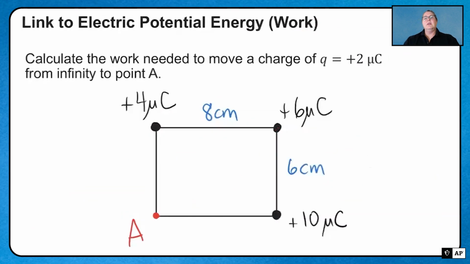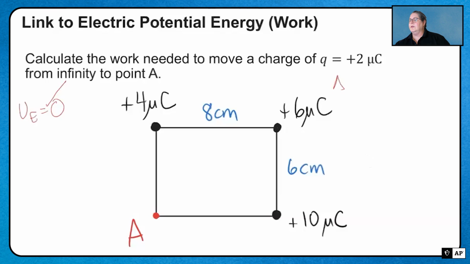So here, how do we link it to potential energy? Remember that to change potential energy, I do work. And so this is asking us to calculate the work needed to move a charge of positive 2 microcoulombs from infinity to point A. At infinity, we assume that the electric potential energy is 0, and we assume that the potential is 0 out there as well.